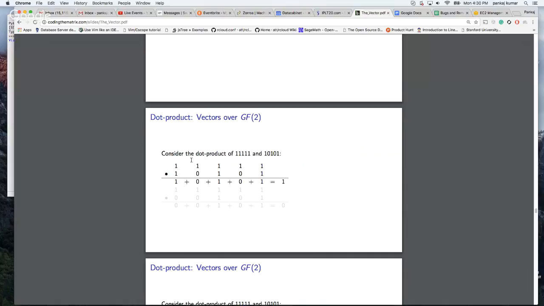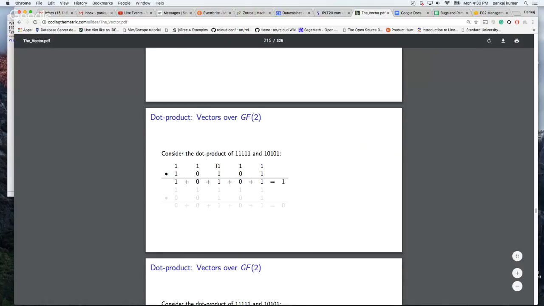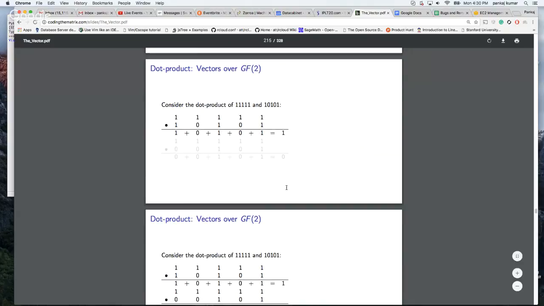So dot product can also be defined on GF2. So for example, GF2, the algebra is basically modulo 2. So in here, if you do dot product of this vector with this vector, then you get 5 products: 1, 0, 1, 0, 1. When you add them together, you get 1 and 1 cancel out, and with modulo 2 addition, 1 is left. So the answer is 1. Similarly, the other one.